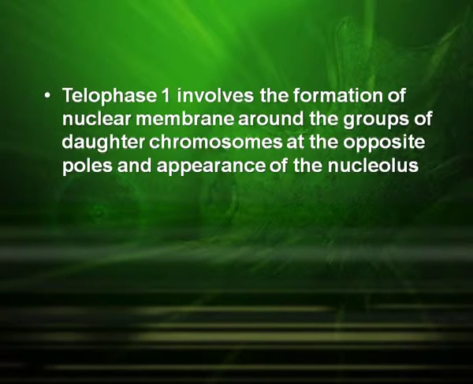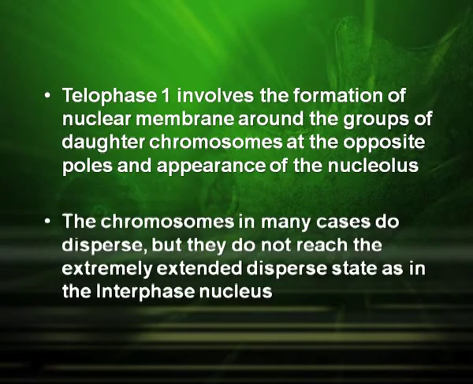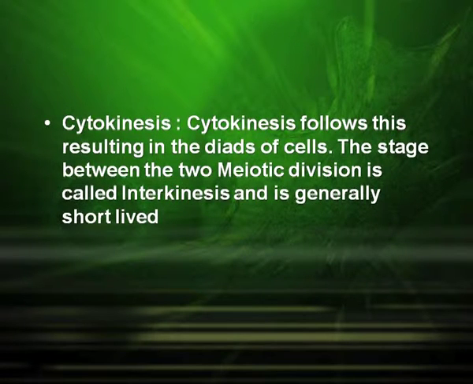Telophase 1 involves the formation of the nuclear membrane by the endoplasmic reticulum around the groups of daughter chromosomes at the opposite poles and the appearance of the nucleolus. The chromosomes in many cases do disperse, but they do not reach the extreme extended dispersed state as in the interphase nucleus. Cytokinesis follows this, resulting in a dyad of cells.